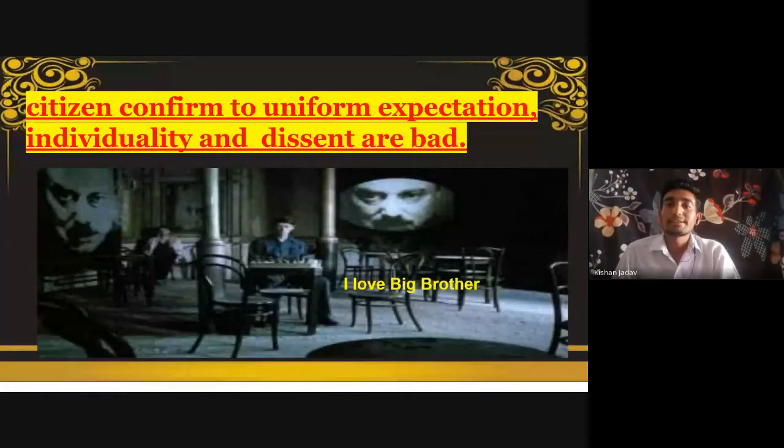Finally, the last characteristic is that citizens conform to uniform expectations, and individuality and dissent are bad. In this novel we finally see Winston himself loves Big Brother, because he was tortured so much that his mind falls in love with Big Brother, and he follows Big Brother, the same as all people, like sheep. So at the end of this novel, Winston also says I love Big Brother.